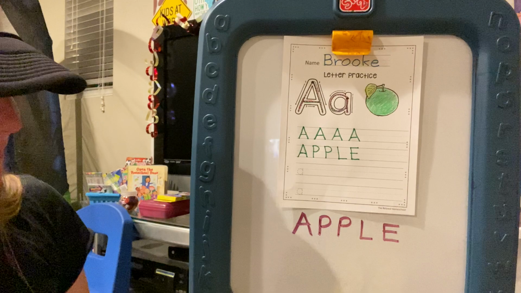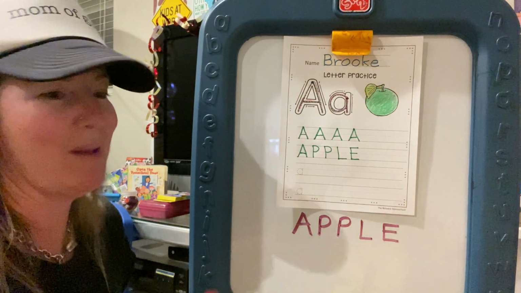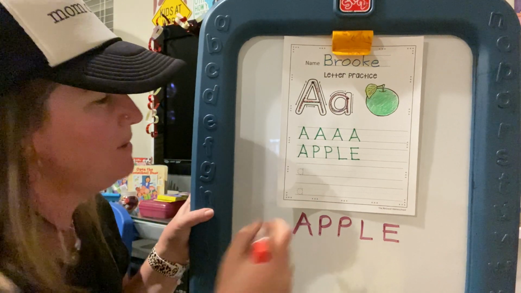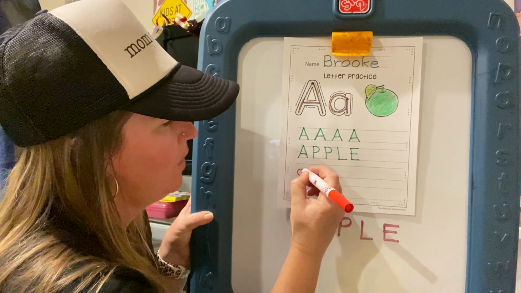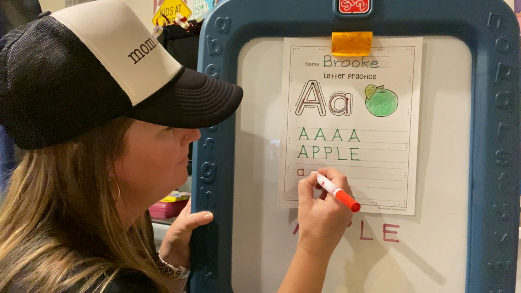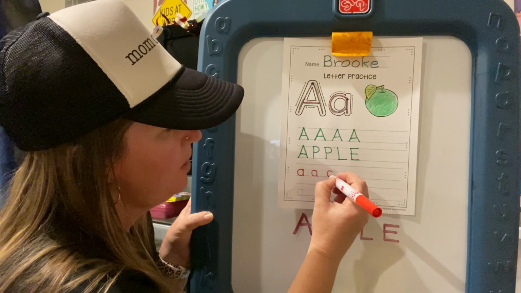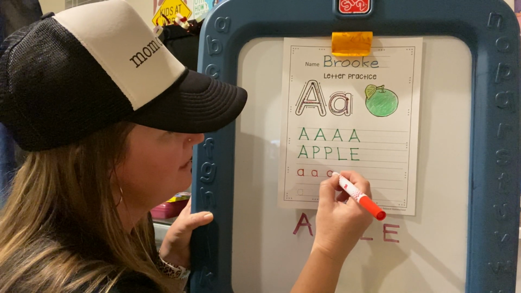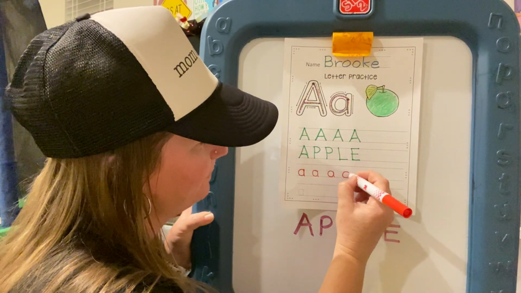Now I decided I want to switch colors, and I want to do another popular color for apples, red, right? So I'm going to use my red, and I'm going to trace over the lowercase a, a circle with a line to the side. So you can make up little rhymes to help you remember. Be like, oh, I know little a, it's like a circle and then like a little tail. That's how I remember it.